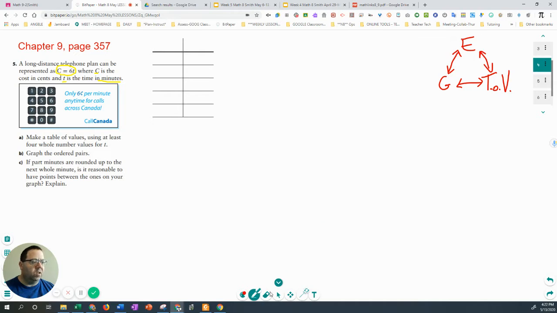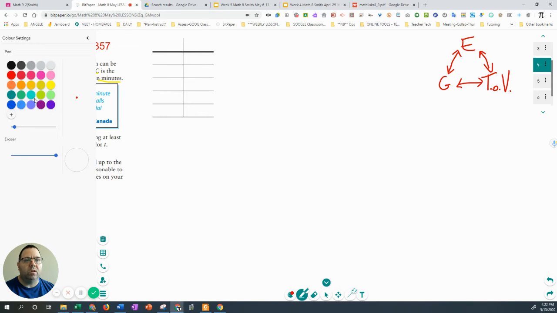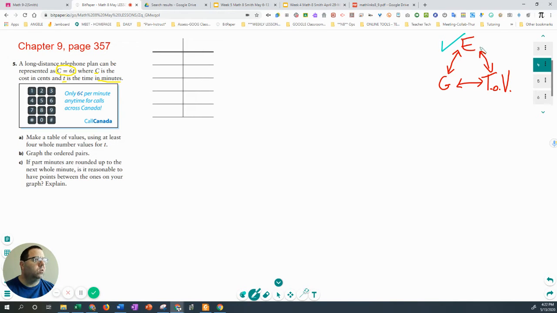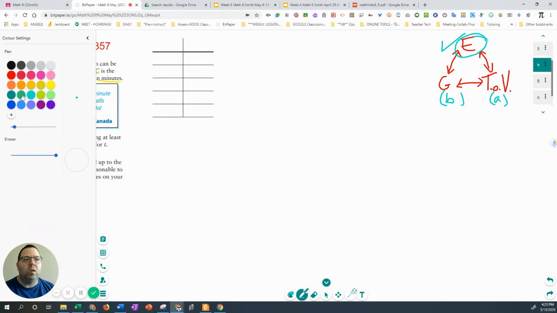And of course, these are supposed to be double arrows because you can start anywhere. But we've been given the equation. That's our starting point. And we need to look at A and look at B. So this is A and this is B. It says, give me a table of values, give me a graph. Okay, well, let's start with the table of values. Let's decide where we need to put all of our data and our letters, okay?